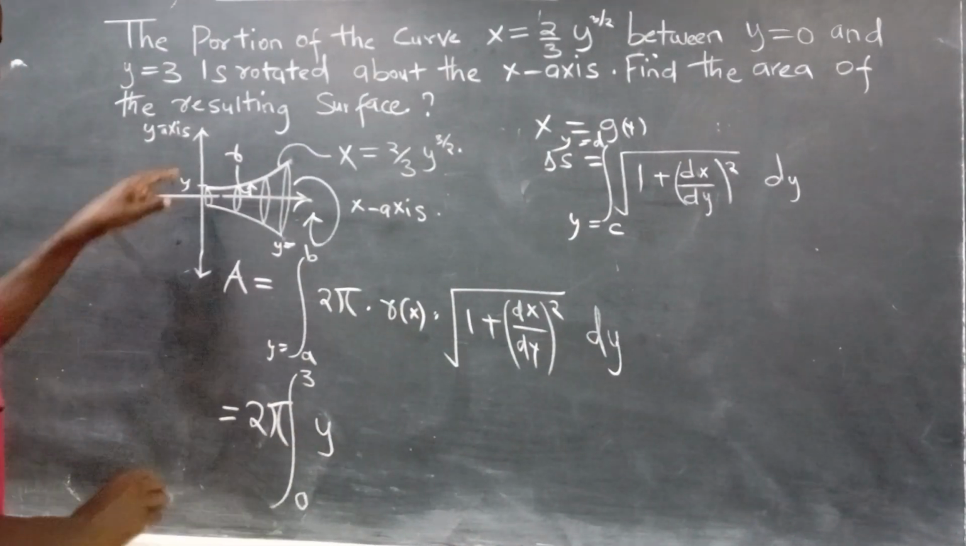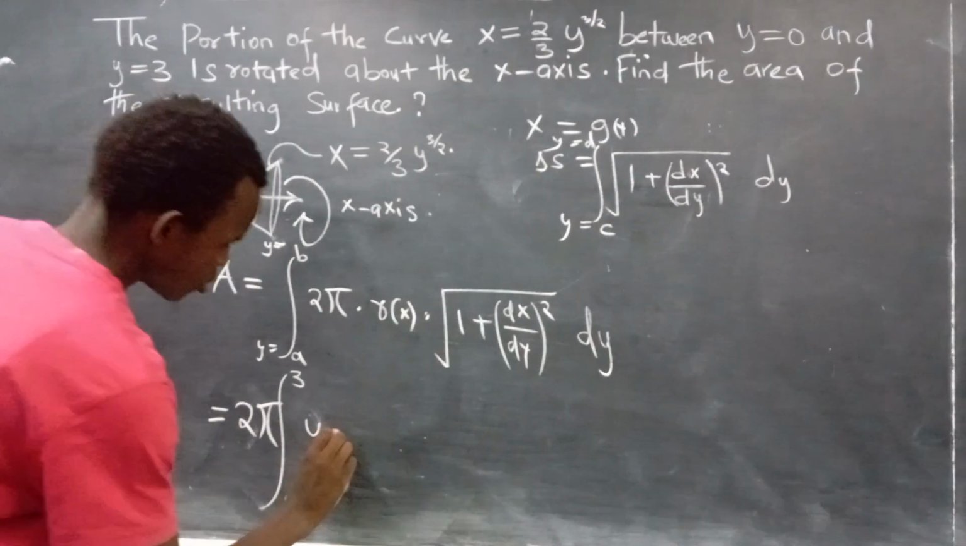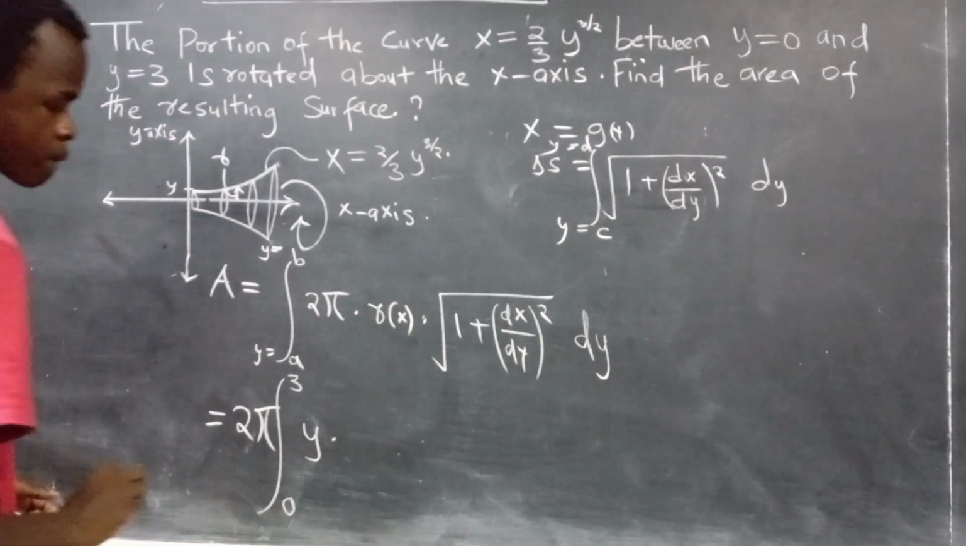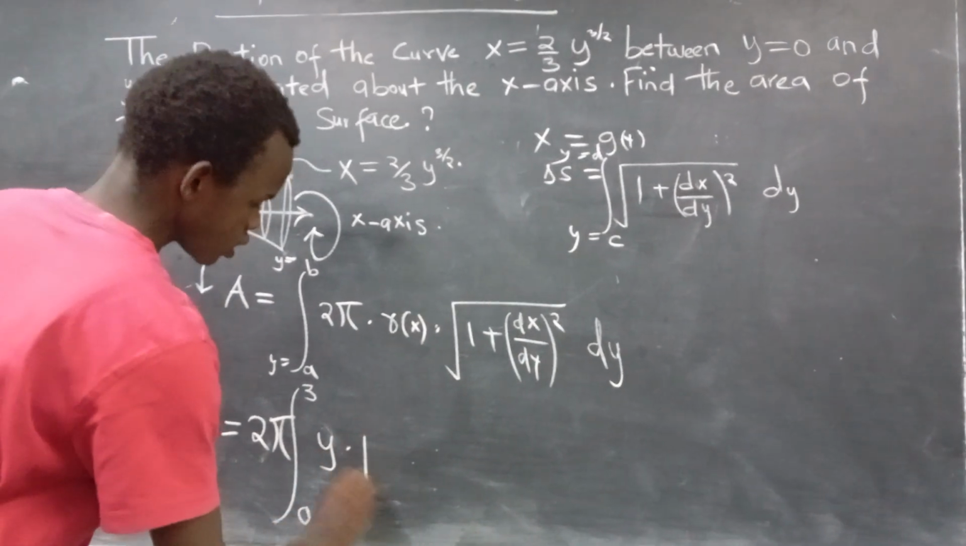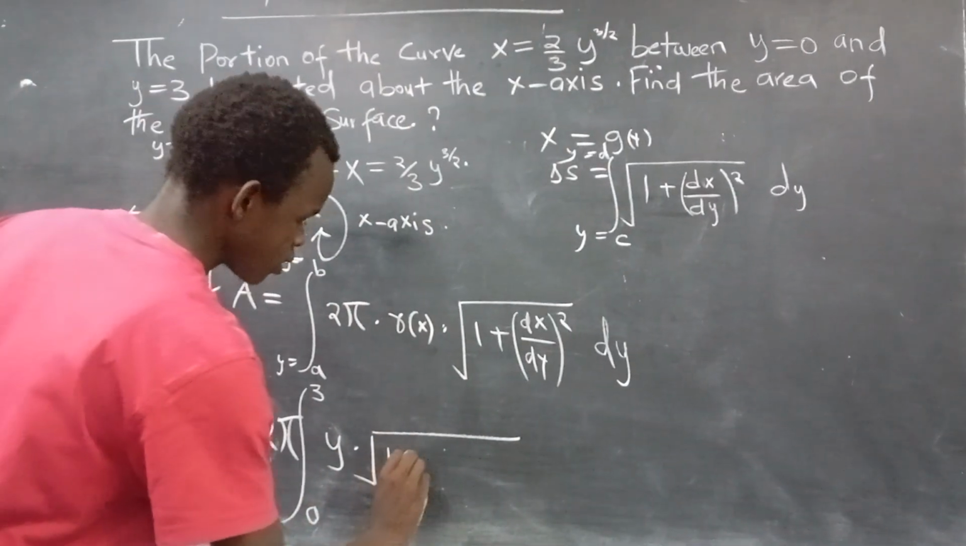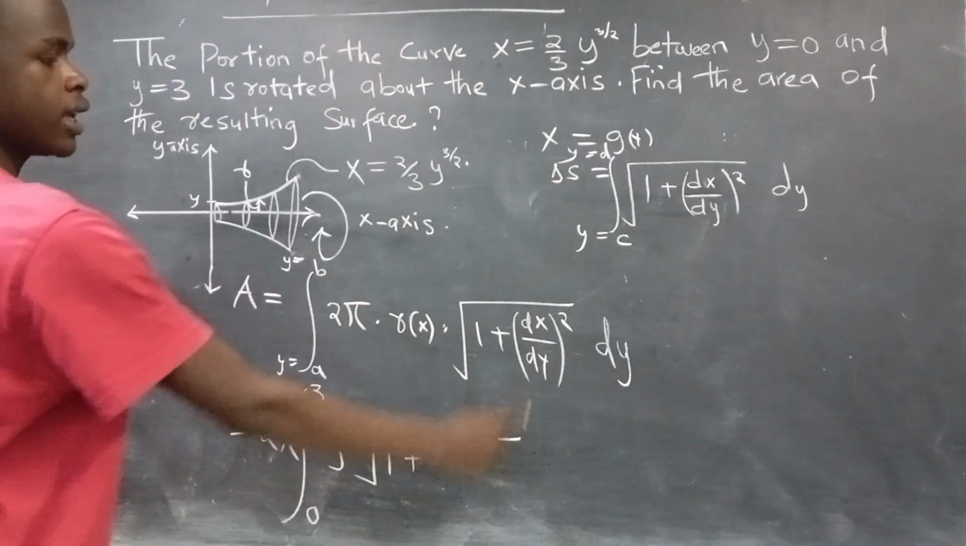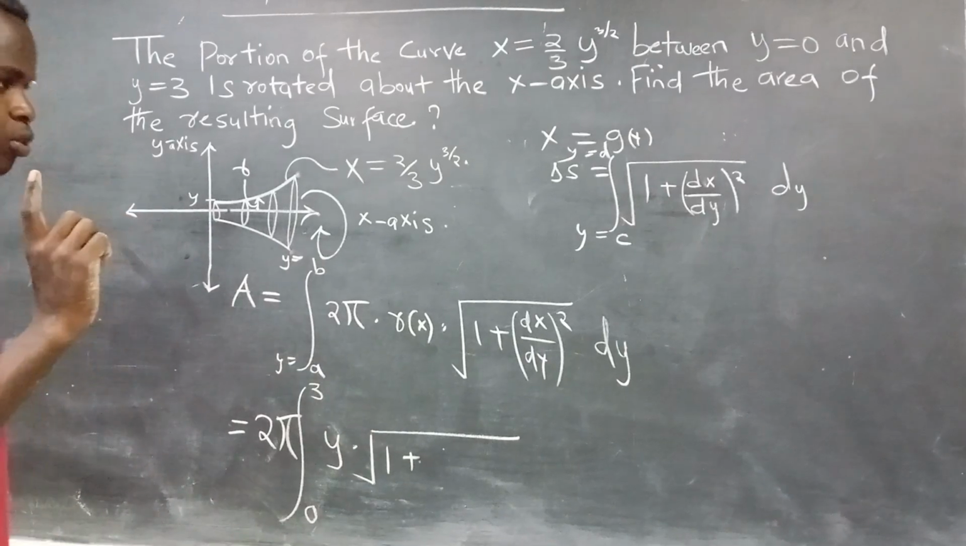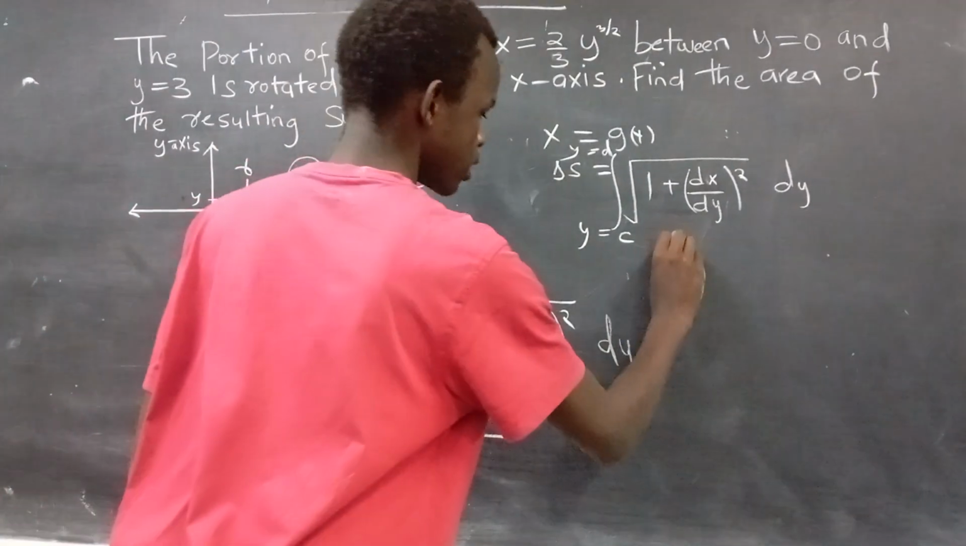It's the value of y here, remember? Multiplied by the square root of 1 plus dx/dy squared, dy. So let's compute our dx/dy.